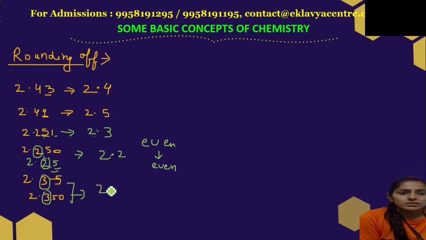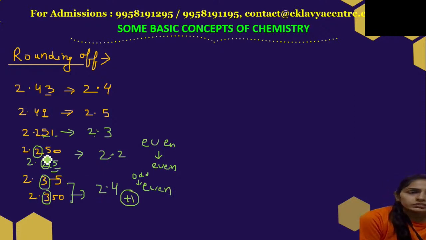So if the digit is odd, it will convert into even. How will it convert into even? By adding plus 1. If the digit is even, it will remain as it is. If the digit is odd, it will convert into even by adding plus 1.